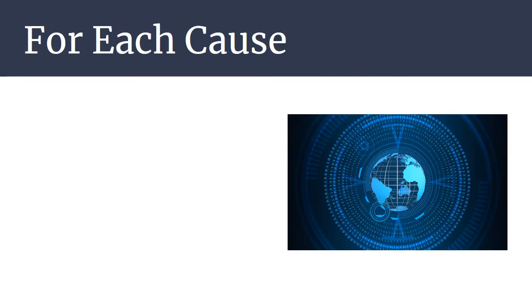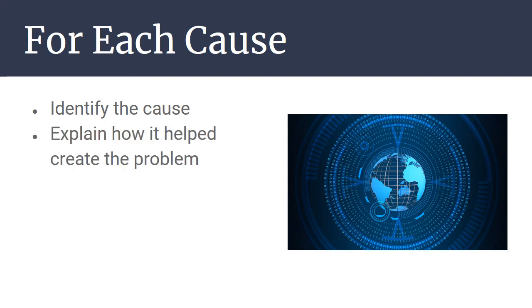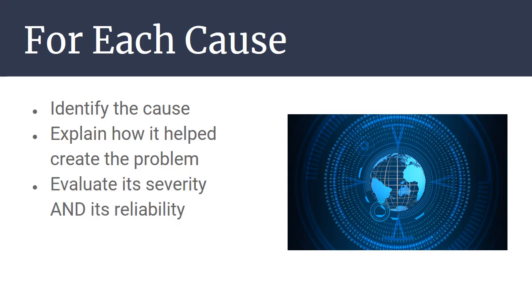So for each of the causes in your paper, you'll want to identify clearly, what is this cause? What is this thing that created the problem in the first place? Explain how that cause created the problem. What is the sequence of events? Or how did it create it? And then you need to evaluate this cause. How serious was this cause in terms of all the other causes at creating this problem? Did it add just a little bit to the problem, or was it the major reason that the problem happened?